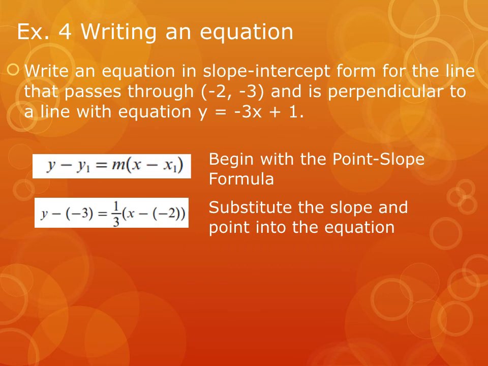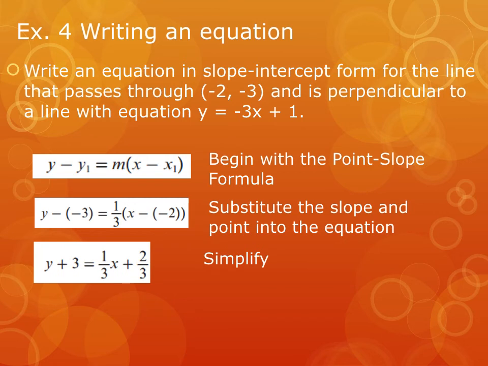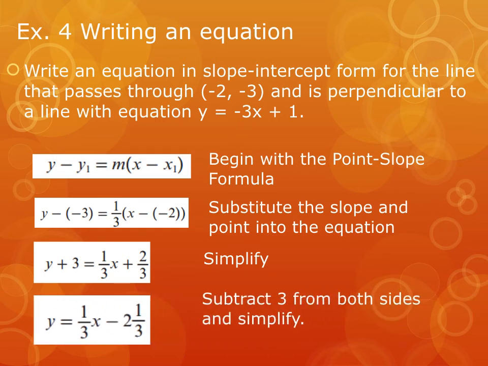Now let's simplify the equation and apply the distributive property. And now let's subtract 3 from both sides. And here we end up with an equation y equals 1/3 x minus 2 1/3. So it was helpful that we had the algebraic model, because I hope you would agree, if we were to graph the line that was described, it would be difficult to identify the y-intercept if it's a fraction.